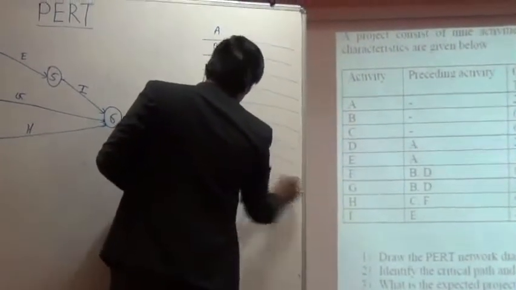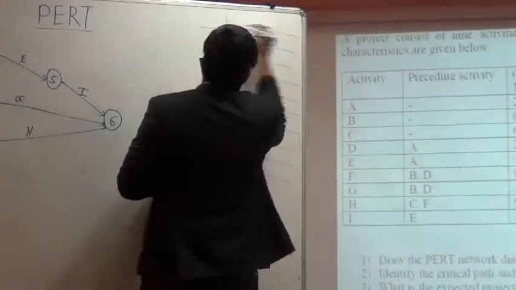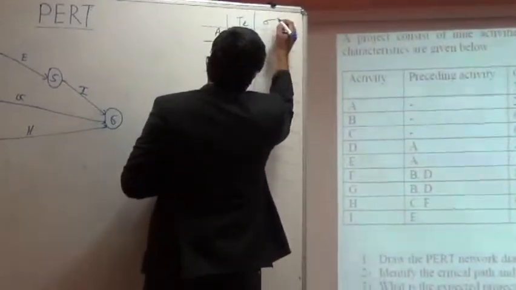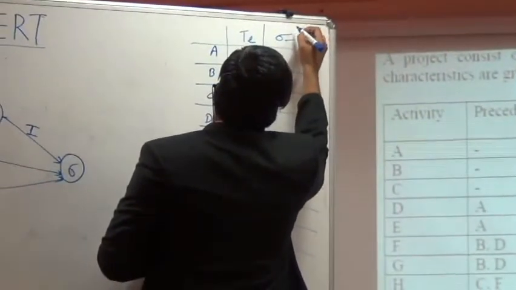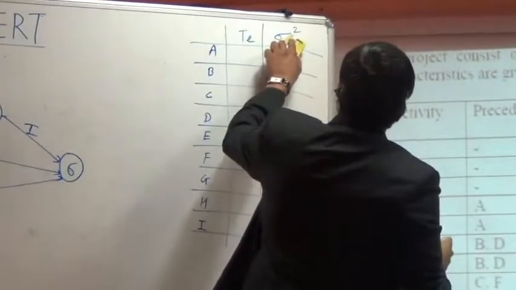I am repeatedly saying expected just because it is based on the probabilistic approach. So this is the activities column, this is the expected time TE, and lastly we are going to have one more, that is the standard deviation, and on that basis we are going to find out the variance of each activity.